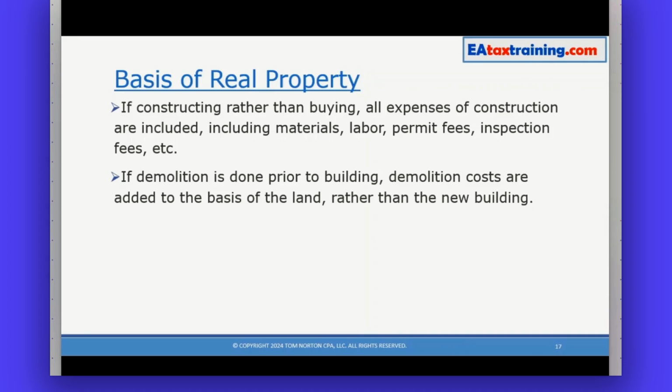Now, if this is a personal building, like if you're building your home, you don't get to depreciate your home because it's a personal asset, so we probably don't really care that it's added to the land instead of the building. But in any case, it is what it is, and for purposes of the exam, you need to remember that any demolition costs are added to the basis of the land rather than the basis of the building.